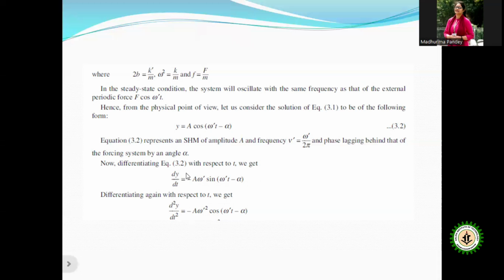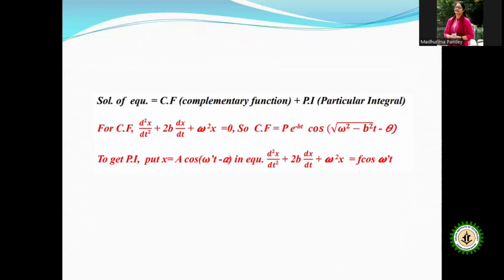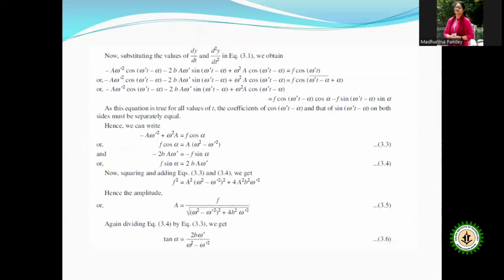Now we will put this d2y/dt2 and dy/dt in the parent expression, that means expression 3.1. In this expression we replace d2y/dt2 and dy/dt by these differentiated terms. When you substitute those two values, the expression looks like this. Now you have to do certain simplifications, some mathematical steps. There is nothing critical, only simple mathematical steps.